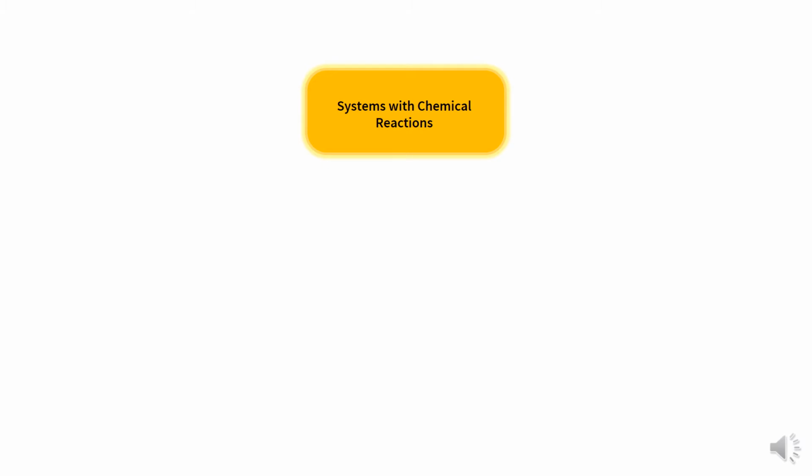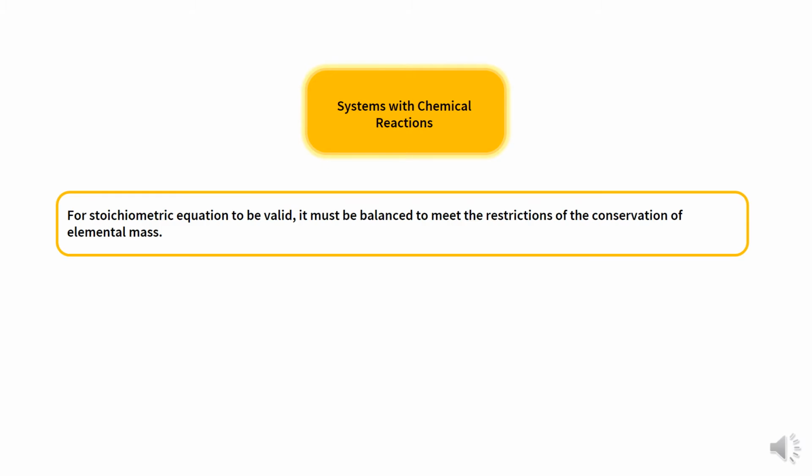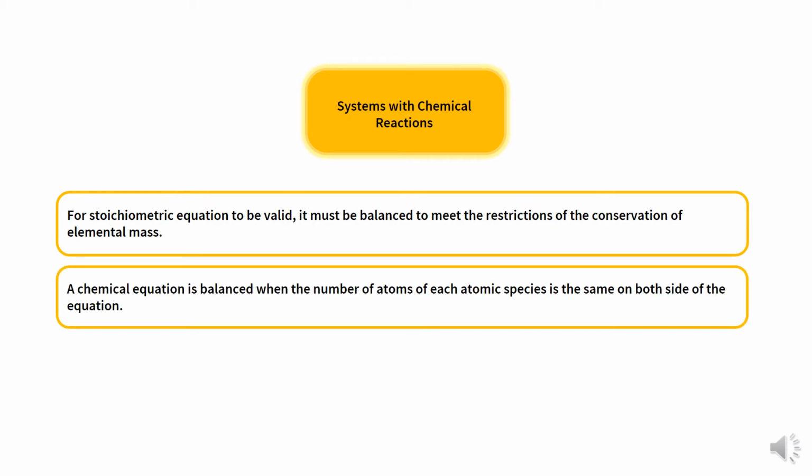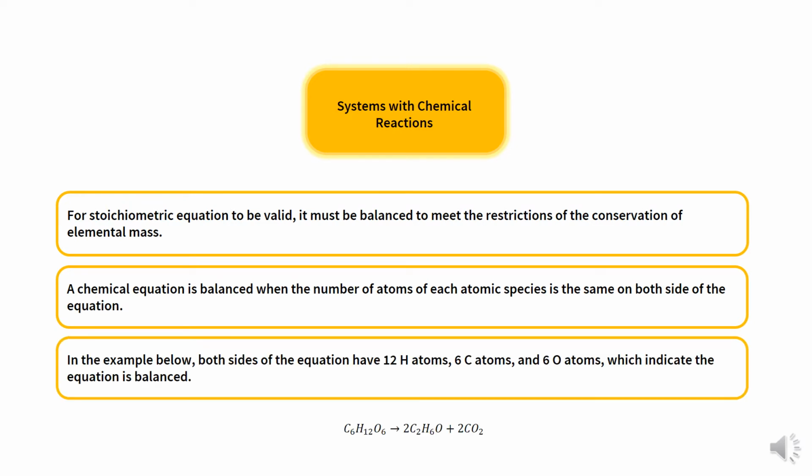For a stoichiometric equation to be valid, it must be balanced to meet the restriction of the conservation of elemental mass. A chemical equation is balanced when the number of atoms of each atomic species is the same on both sides of the equation. For the example below, we can see that both sides of the equation have 12 hydrogen atoms, 6 carbon atoms, and 6 oxygen atoms, which indicates the equation is balanced.